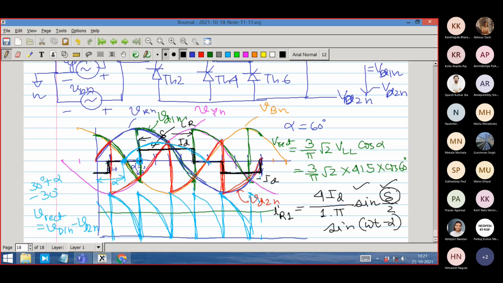So sine of 120 degrees divided by 2 is equal to sine 60 degrees. That is the magnitude part of it, the peak value. Then the instantaneous time function is sine omega t, but it is a shifted function. So how much is the shift? The shift is alpha. So that is the issue.